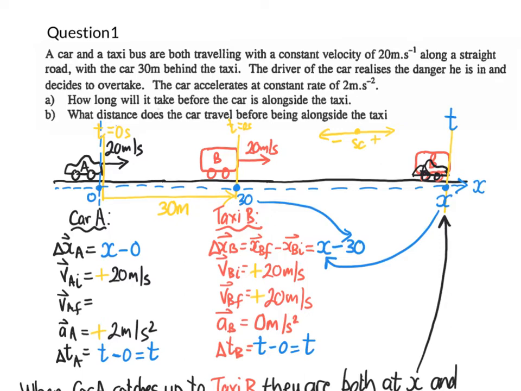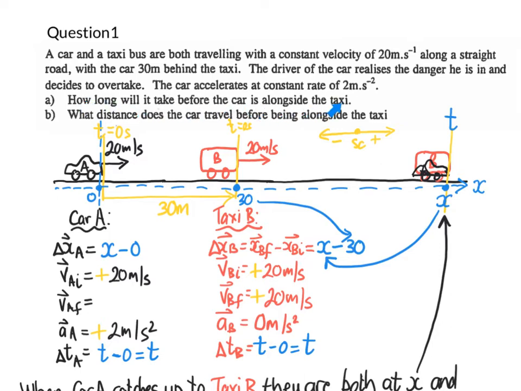Now, at t equals 0, we've defined the car to be at position x equals 0, but that means that the taxi, which is 30 meters in front of the car, is at x equals 30. So the initial position of the taxi is 30. If we had defined the initial position of the taxi to be x equals 0, then the car would have had to be at x equals minus 30, which would also work, but I prefer not to work with minuses. So now we can move on into the question.